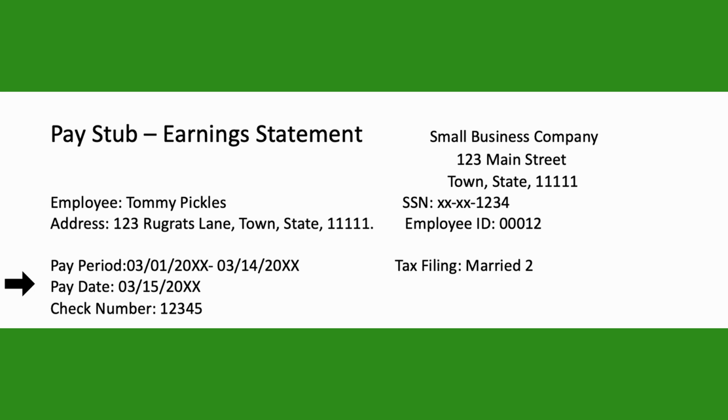Finally, you're going to have the check information, which is going to list the pay period dates. Sometimes it will list the pay dates or the direct deposit dates. And then if it's a check, it'll have a check number. If it's a direct deposit, occasionally they will put a direct deposit confirmation number here.